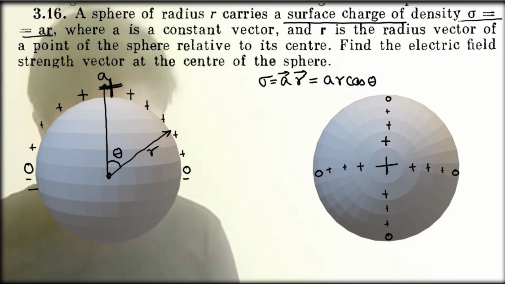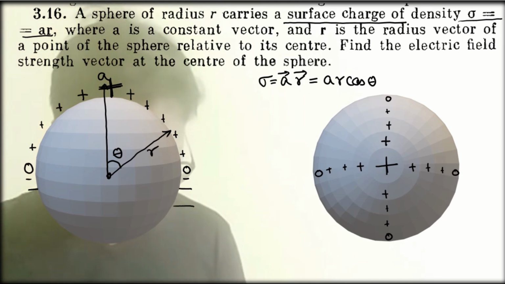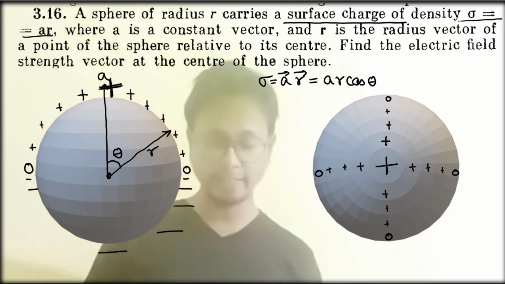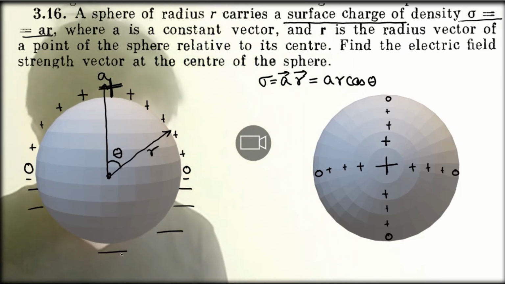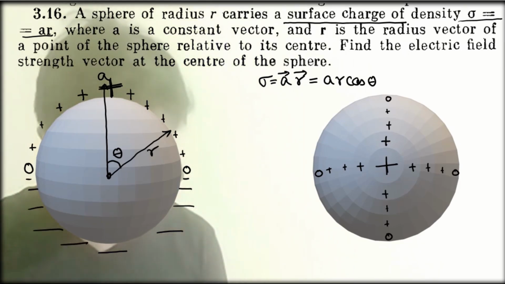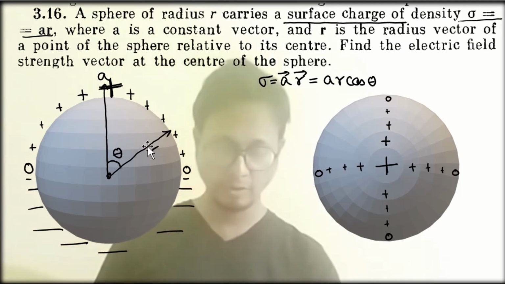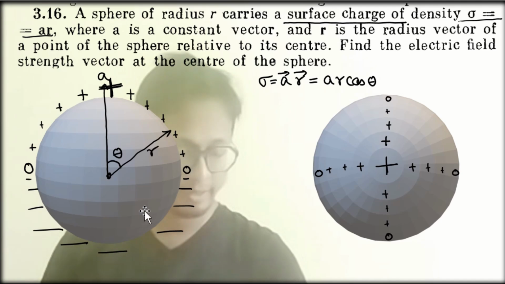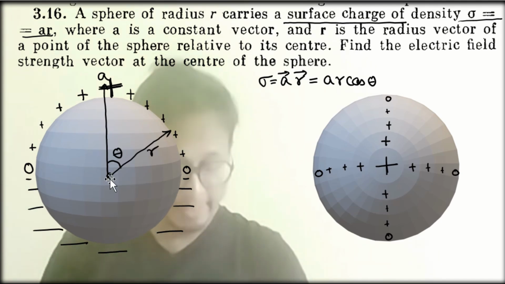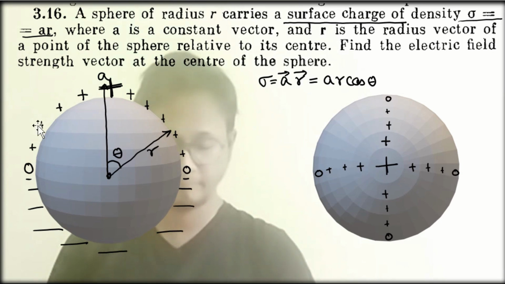As I increase the value from 90 to 180, the magnitude of negative charge keeps on increasing, and this will happen till theta equal to 180, where we have maximum concentration of negative charge. Similar kind of thing will happen out here, because this is a sphere, isn't it? So from 0 to 90 degrees we have positive charges, and from 90 to 180 degrees we have negative charges. And we have to find out the electric field at the center of the sphere due to this charge distribution.